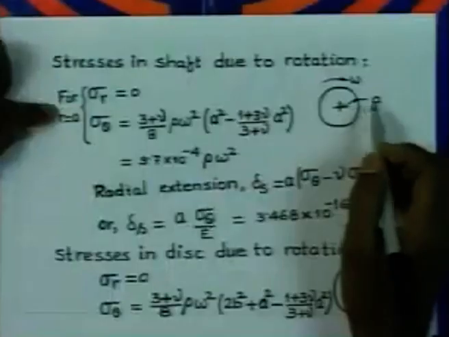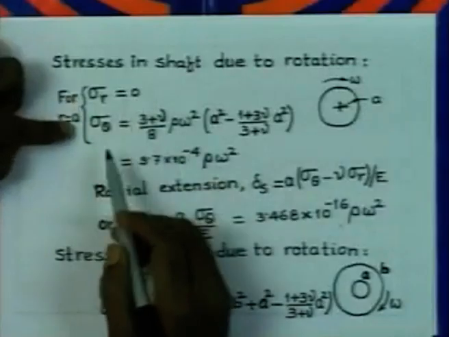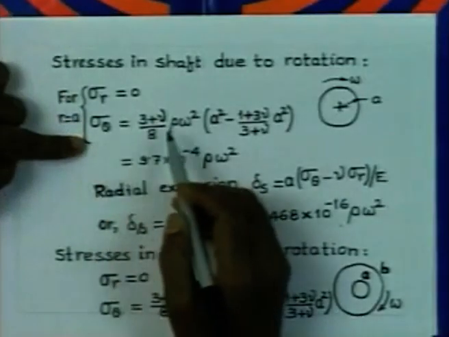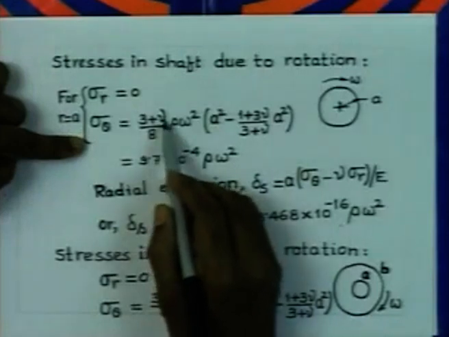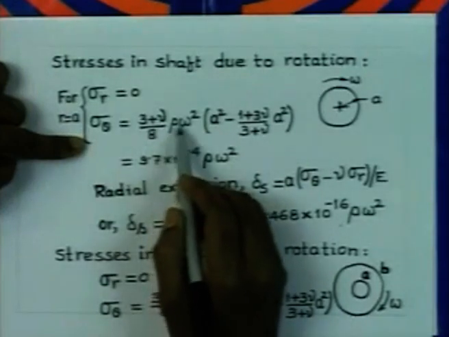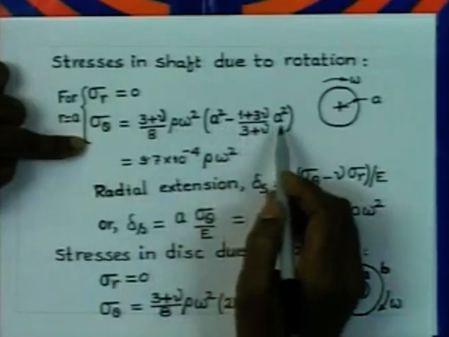Let us now see the stresses in the shaft due to rotation. So, for r equal to a, we have sigma r due to rotation is 0, and sigma theta due to rotation is going to be given by (3 plus nu) by 8 rho omega square into a square minus (1 plus 3 nu) by (3 plus nu) a square.